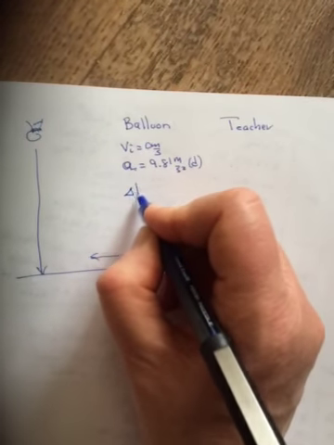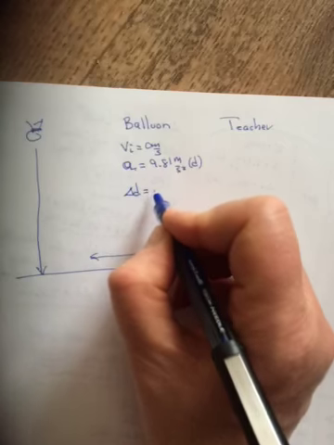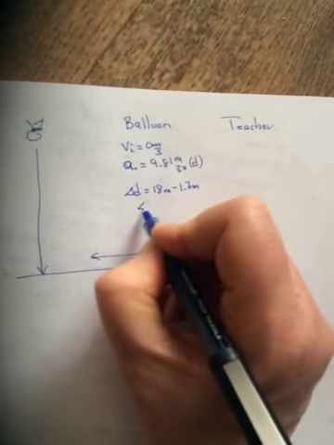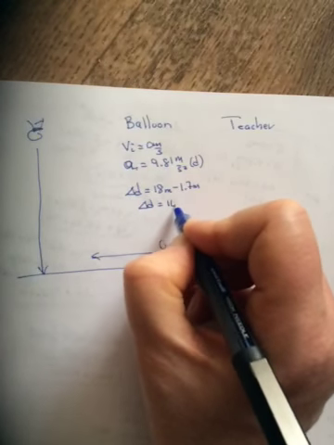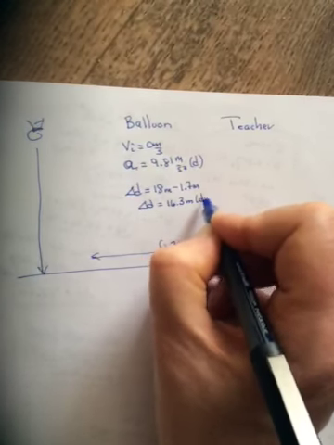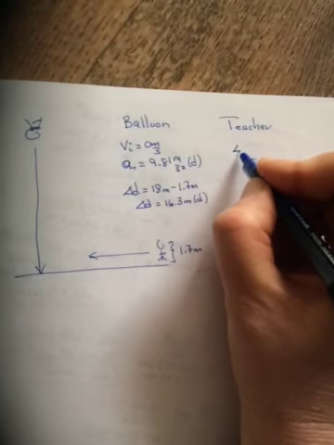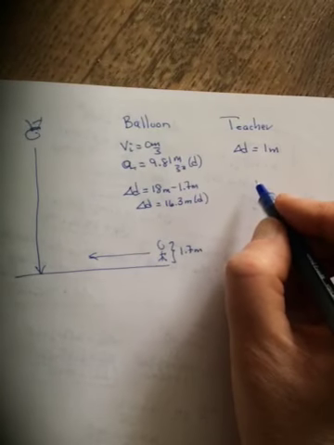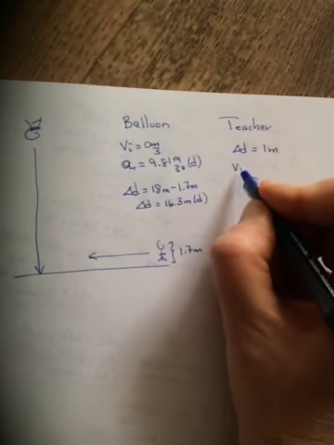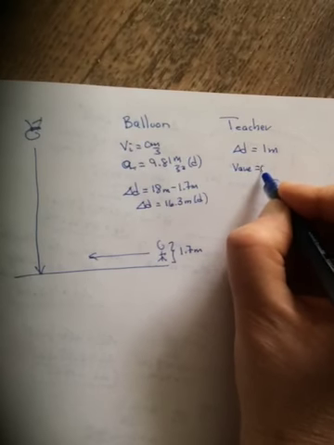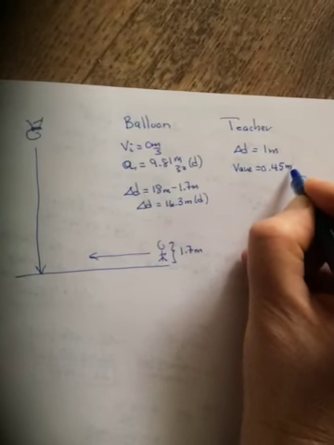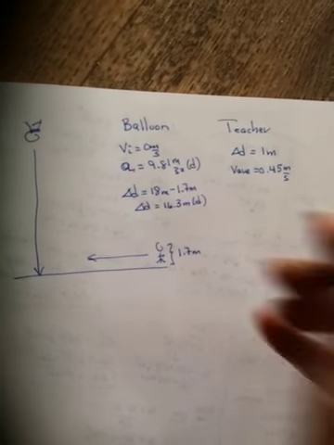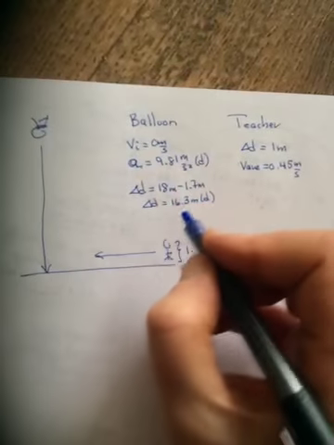So if he wants to hit the teacher on the head, the delta d for the balloon will be 18 meters minus the 1.7 meters. So the delta d will be 16.3 meters down. The teacher's walking, and her delta d is 1 meter. They're walking at a speed of v_av, because they don't know they're about to walk into a water balloon, of 0.5 meters per second. Clearly the bell hasn't rung. They're not going fast. So you want to know, will the balloon hit the teacher?